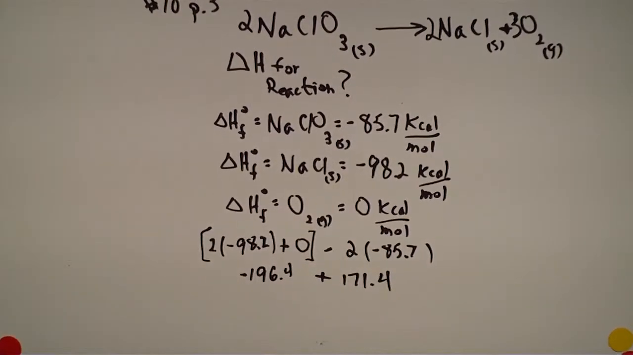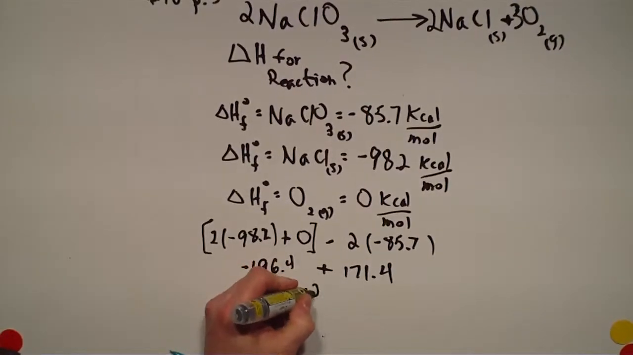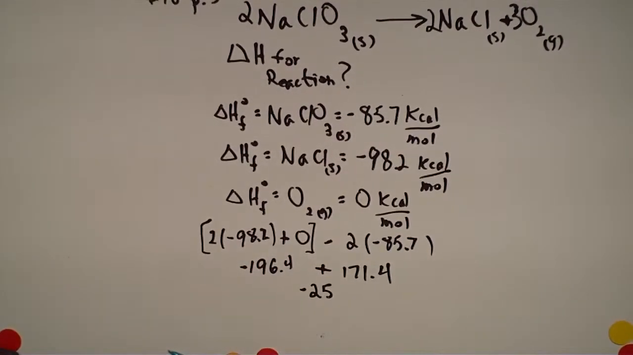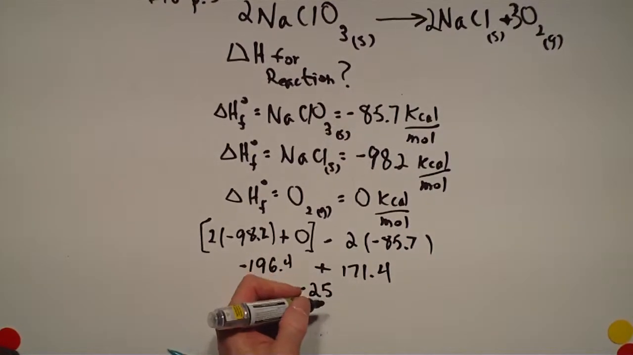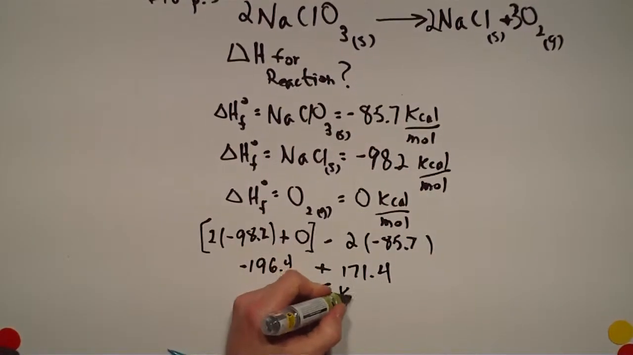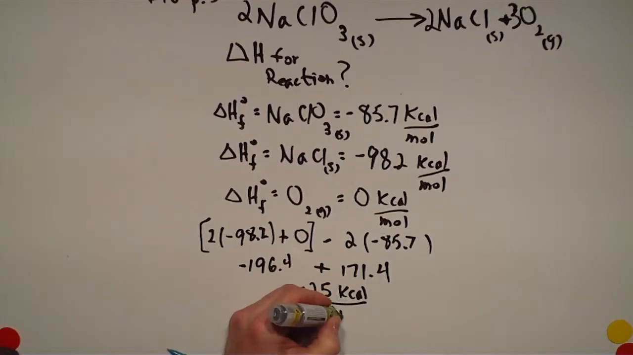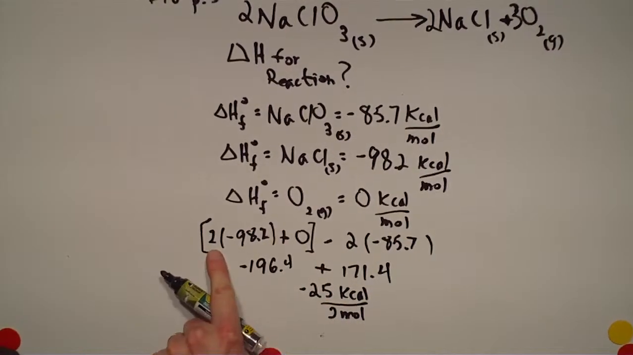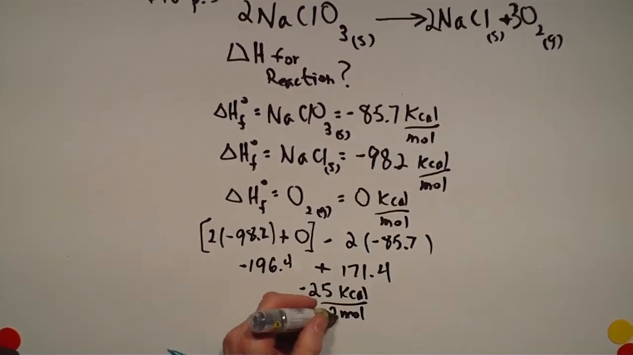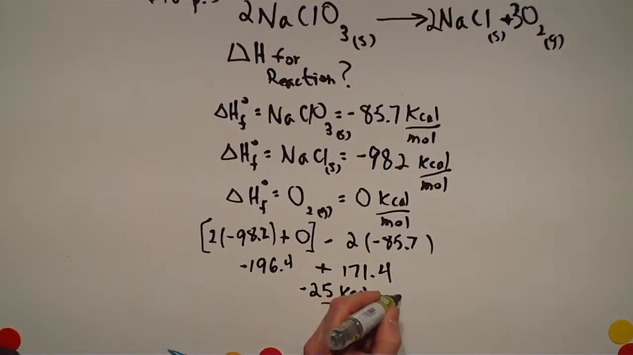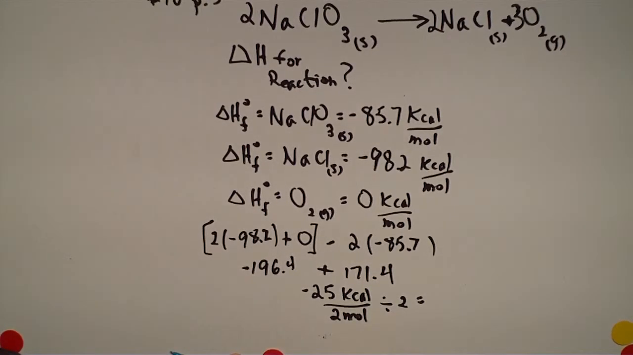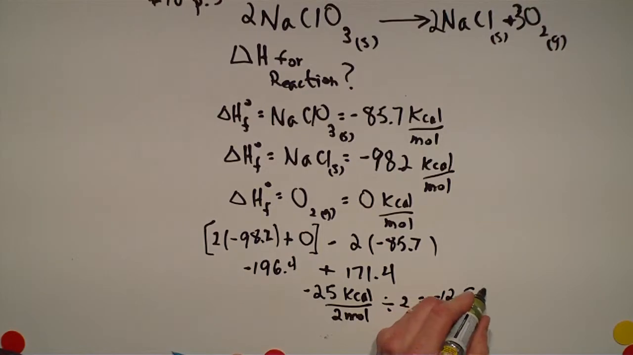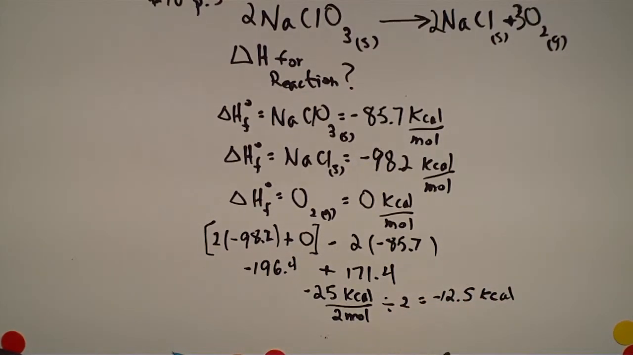171.4. When we add them together, we get negative 25, and that would be the number of kilocalories for 2 moles, since we did actually calculate it for 2 moles. So in our final answer, we have to take and divide that by 2 to get the number of kilocalories for the original 1 mole. And that's going to come out to negative 12.5 kilocalories total, which is selection E in the packet.